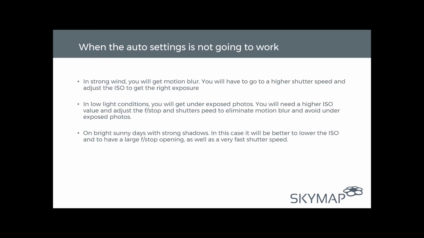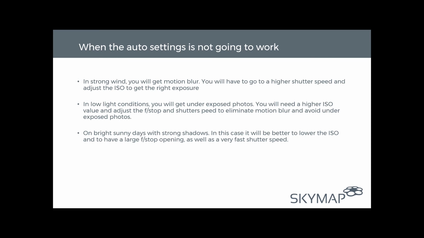When the auto setting is not going to work that well is in very strong wind conditions. As the drone would be moving around a lot in the sky, you will have a big risk for motion blur. You're going to have to up the shutter speed and adjust the ISO to get the right exposure. Remember, motion blur must be avoided at all times.